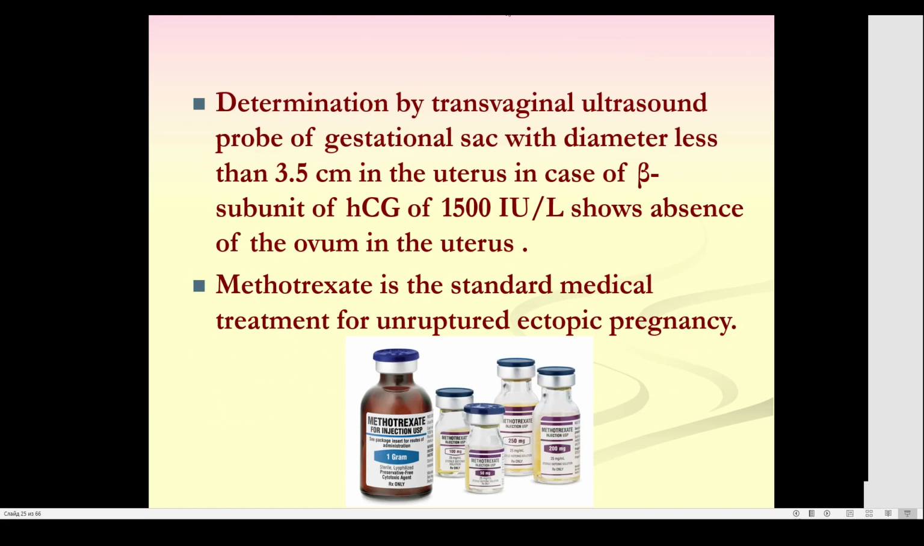Determination by transvaginal ultrasound probe of a gestational sac with diameter less than 3.5 centimeter in the uterus, in case of beta subunit of HCG of 1,500 international units per liter, shows absence of the ovum in the uterus. Methotrexate is the standard medical treatment for unruptured ectopic pregnancy.